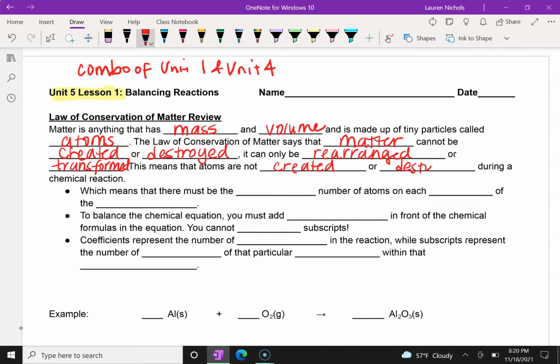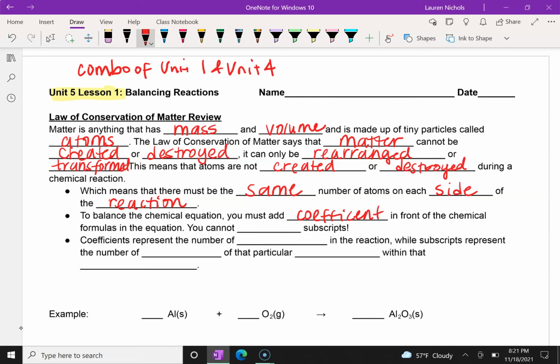That means in a chemical reaction, we break the ionic and covalent bonds between the atoms and the molecules, rearrange them, change up the order, form new ionic and covalent bonds, and create new substances. But because they cannot be created or destroyed, that means that there must be the same number of atoms on each side of the reaction.